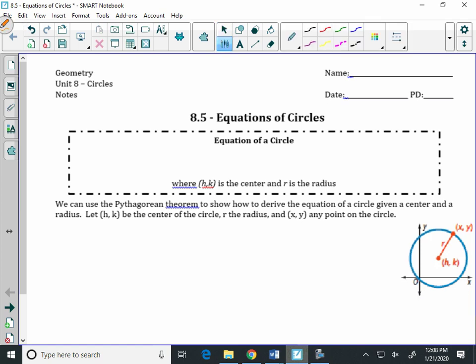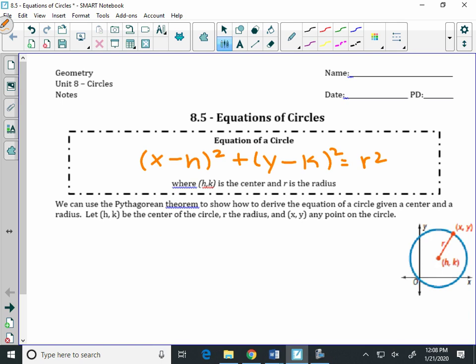circle. Here's the equation of the circle. (x - h)² + (y - k)² = r², where h is the x value of the center, k is the y value of the center, and r is the radius of the circle.